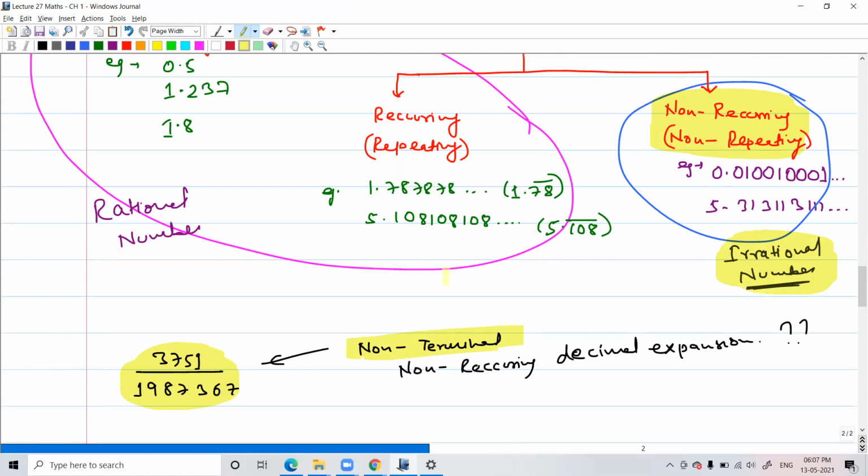Okay, Tanushri. Just now I explained, did you understand this part, that only irrational numbers will have a non-recurring, non-terminating decimal expansion? Now I have already written this number 3751 by 1987336, whatever it is. It is in the form of p by q, no? Numerator is also an integer. Denominator is also an integer, and the denominator is not equal to 0.